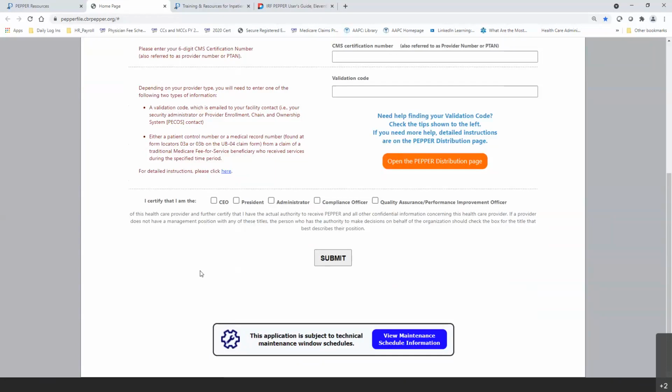So I just wanted to touch on that because I don't want anyone to stop in their tracks when they see this and think, well, I have to be one of these people or one of these positions to get the Pepper. The Pepper can be shared within your facility as you deem appropriate, and that doesn't always mean that someone within one of these positions is the one that goes to download the Pepper. So just click the one that best describes what you do at the facility.